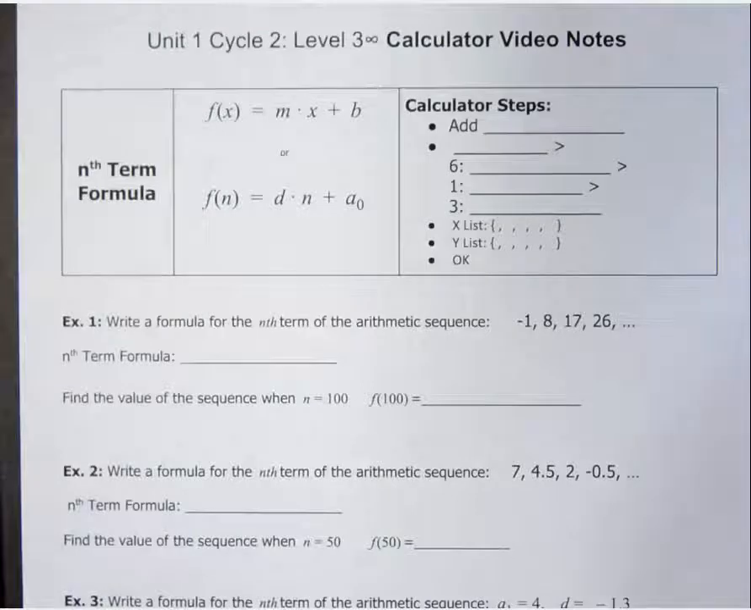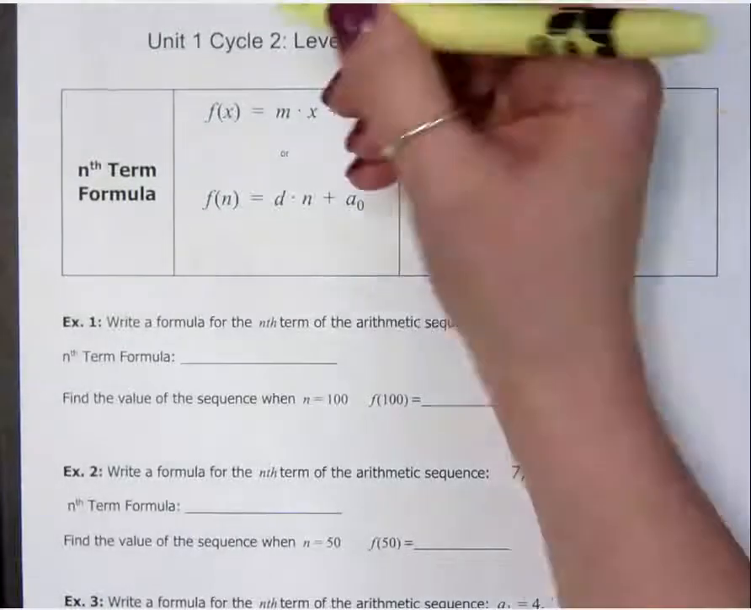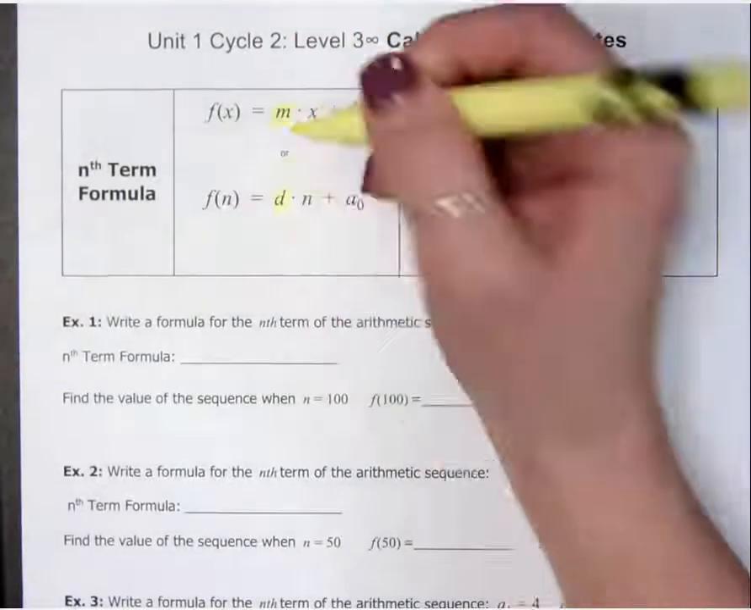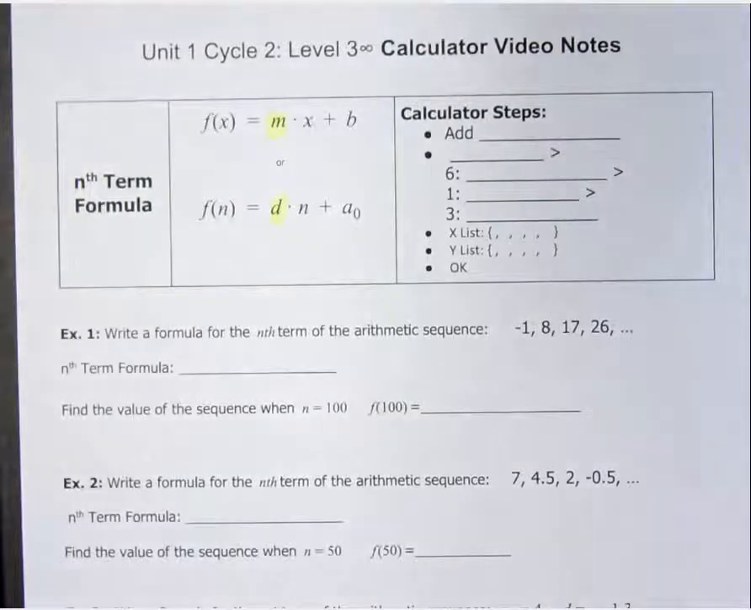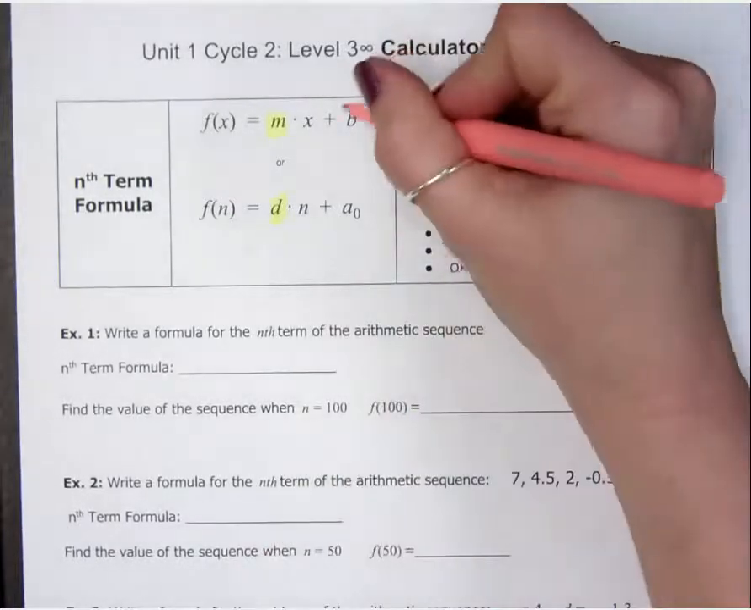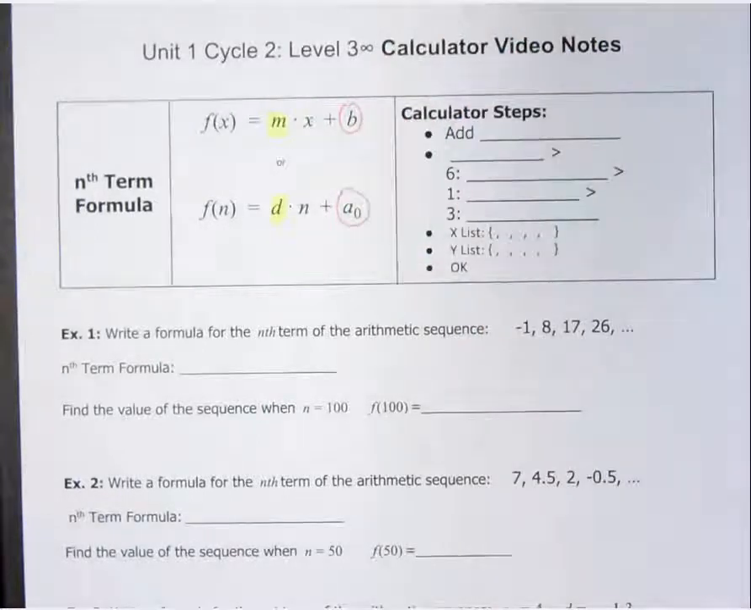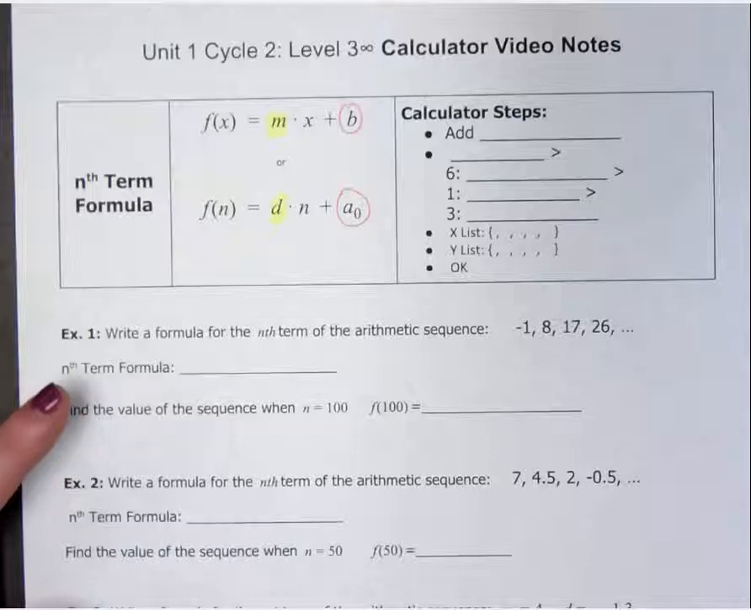Something to note: slope and your common difference are the same thing, and the b value and your a sub 0 are the same thing. It's the same formula, you just have different letters in those places. We've done this before in our last unit, so let's remind ourselves. We have calculator steps for how to do this. We're going to write the steps down, and then practice them. So make sure you're writing what I write.